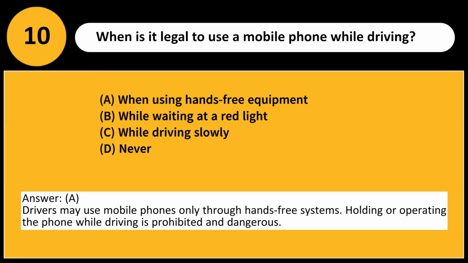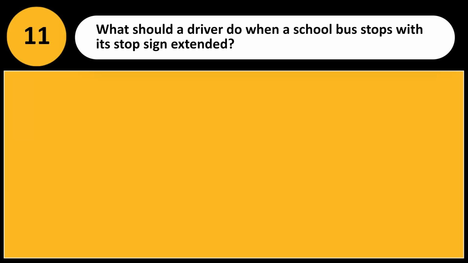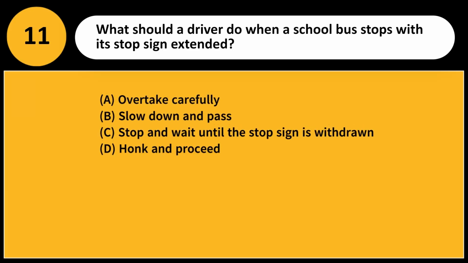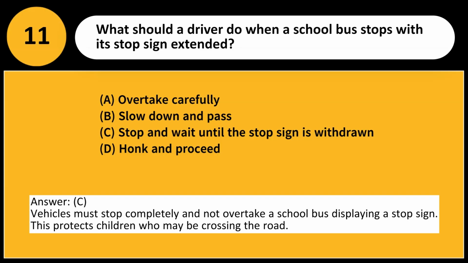Holding or operating the phone while driving is prohibited and dangerous. What should a driver do when a school bus stops with its stop sign extended? A. Overtake carefully. B. Slow down and pass. C. Stop and wait until the stop sign is withdrawn. D. Honk and proceed. Answer: C.